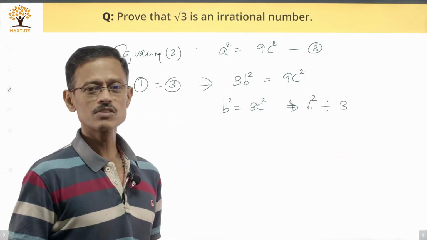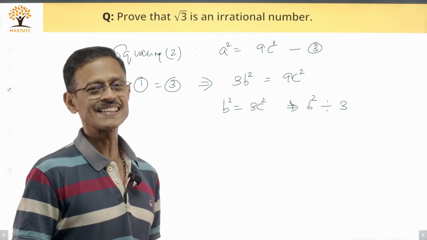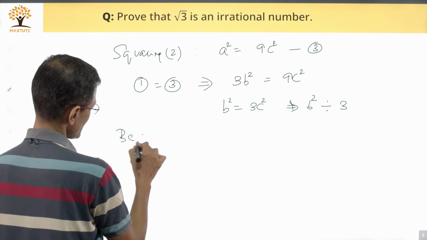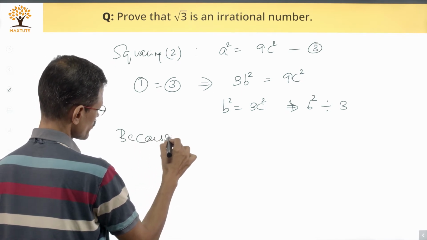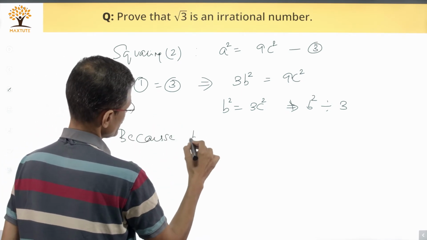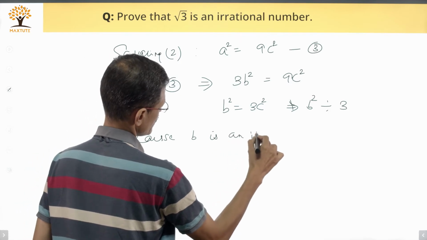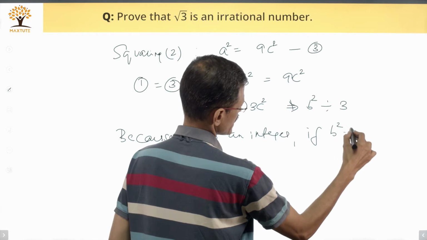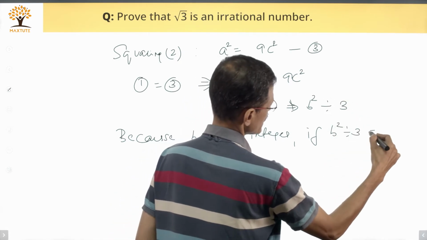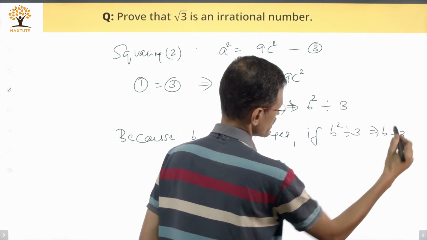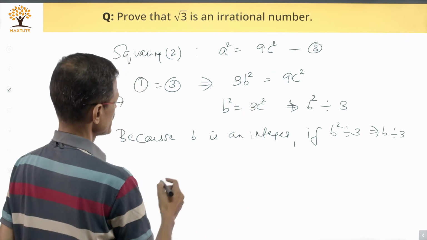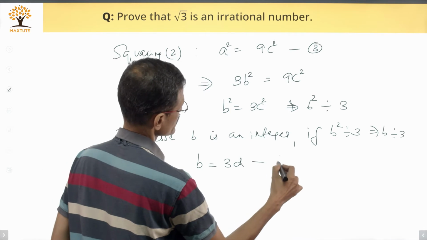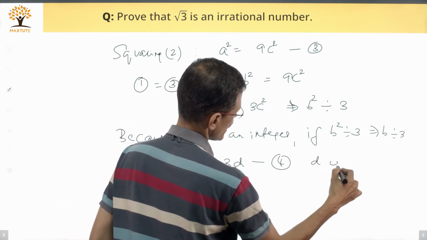If b square is divisible by 3, because b is an integer, then b also should be divisible by 3. Because b is an integer, we are writing exactly the same thing that we wrote for a. If b square is divisible by 3, as it happens here, it implies that b is divisible by 3. Then I can say b is a multiple of 3. So, b is equal to 3d, we'll call it equation 4, where d is an integer.